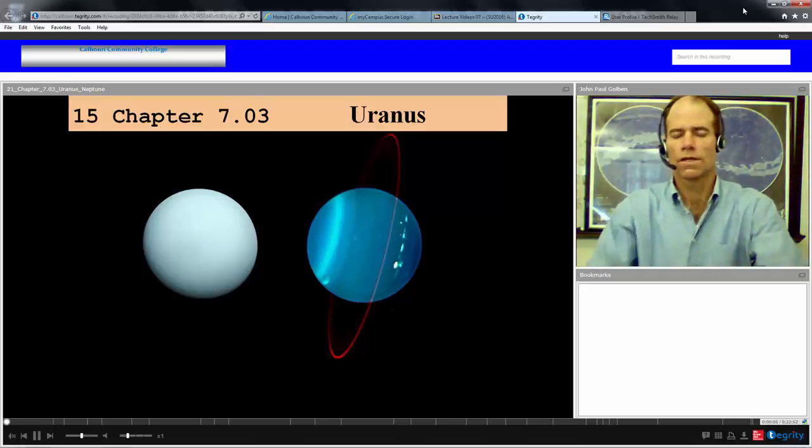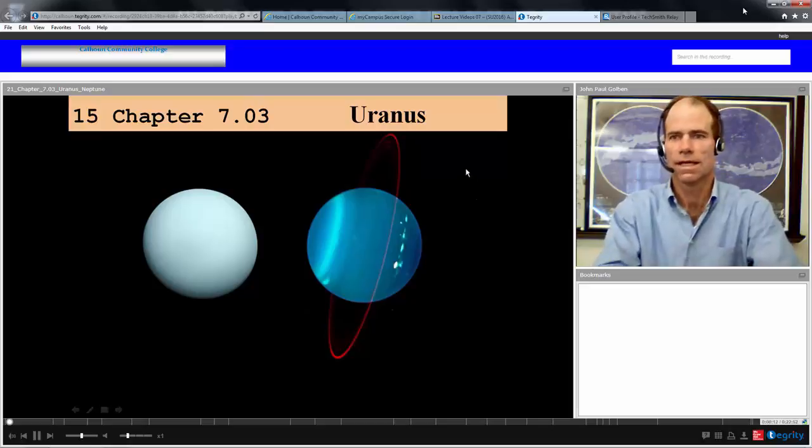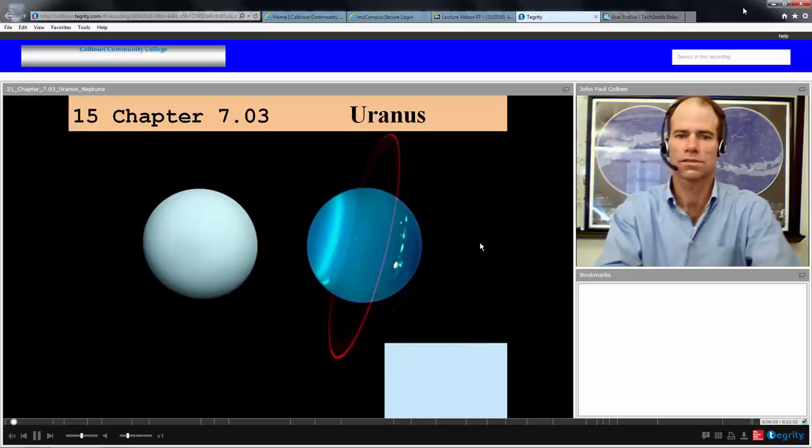Well, we're going to look at the third lecture for Chapter 7. So this will conclude our study of Chapter 7. And this particular lecture is focused on Uranus and Neptune, the other two Jovian planets. Here's two nice pictures of Uranus.